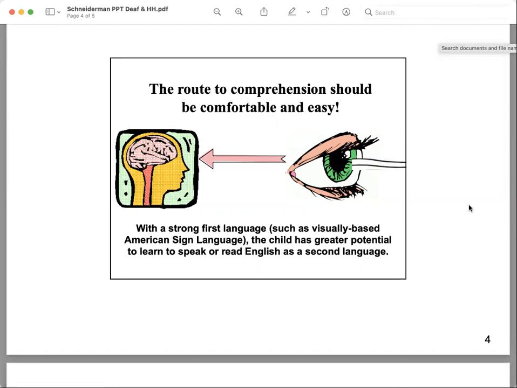So there are different sign languages all over the world. There's American Sign Language and Spanish Sign Language, French Sign Language, German Sign Language. Any place that there's an indigenous population of language users, there's a form of sign language that's been developed for that population.